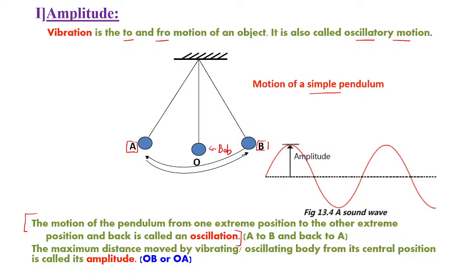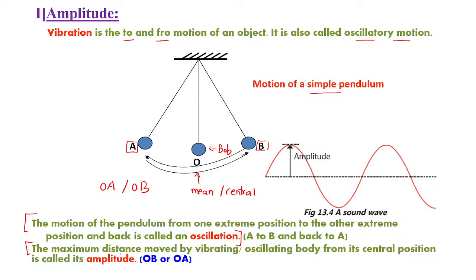So how is this related to amplitude? What is amplitude? Maximum distance moved by a vibrating or oscillating body from its central position is termed as amplitude. The maximum distance from the central position. This is the mean position of the pendulum, also called the central position. From the central position, how far is it moving? From O to A. So amplitude will be the distance from O to A or O to B.